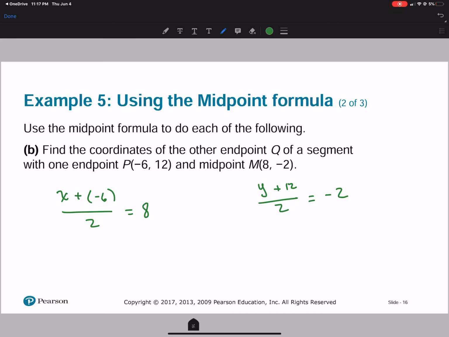So I will multiply both sides by 2. It'll be X minus 6 is equal to 16. So X is equal to 22, because I add the 6 over there. Now I'm going to multiply the 2 onto that side, so it'll be Y plus 12 is equal to -4. Then I'm going to subtract, so Y is just equal to -16. So my other endpoint, endpoint Q, will be (22, -16).